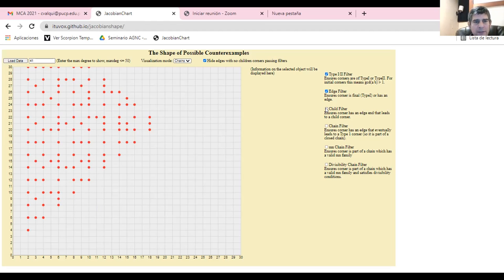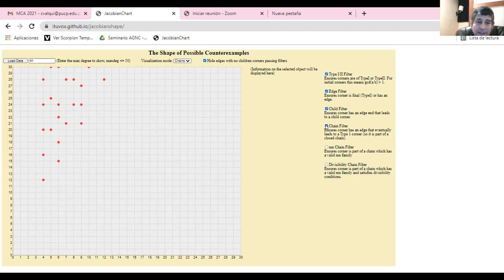Then you have the child filter. So this is, if you have an edge that you have cut, can you go further and get the next edge? And then you eliminate some of these possibilities. Then you want to have a chain, a complete chain that ends at a final corner. Then you eliminate nearly all, and you have the same points that I had in the slide I showed you. And the smallest is this one.